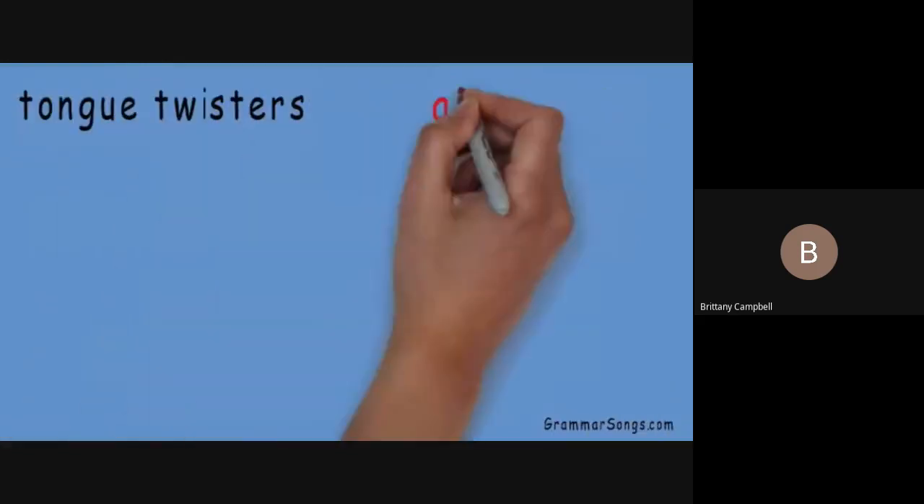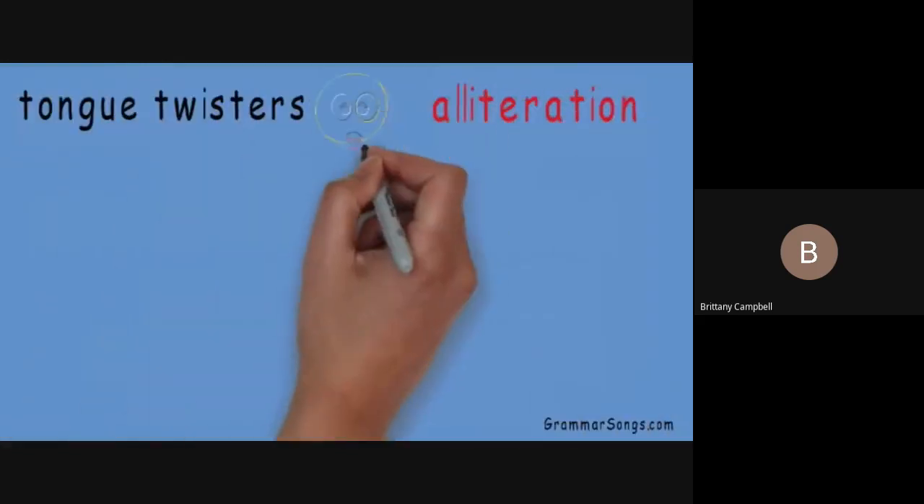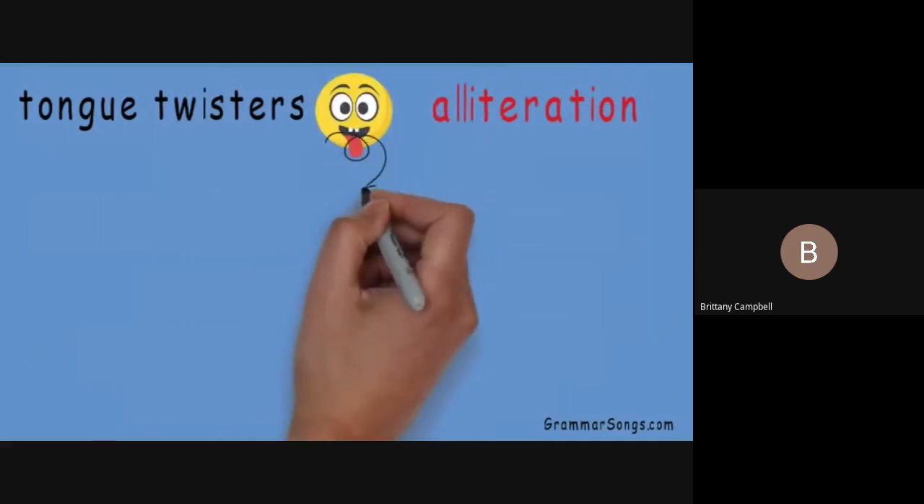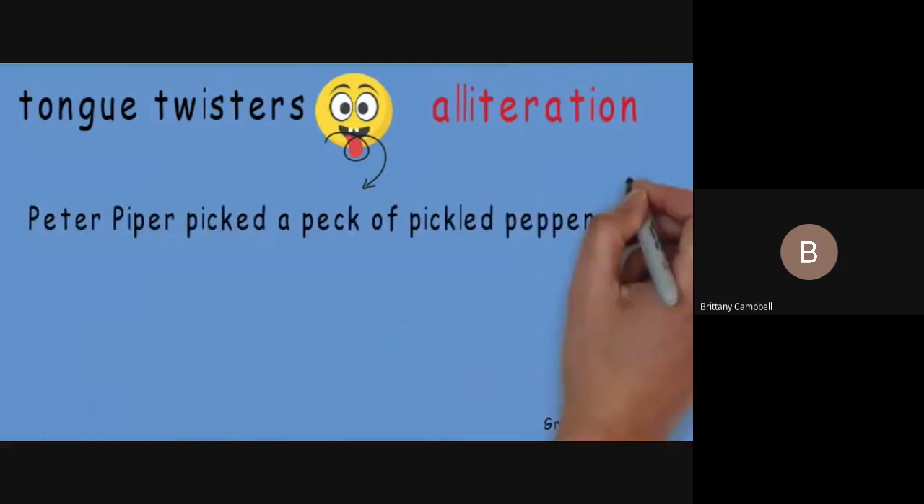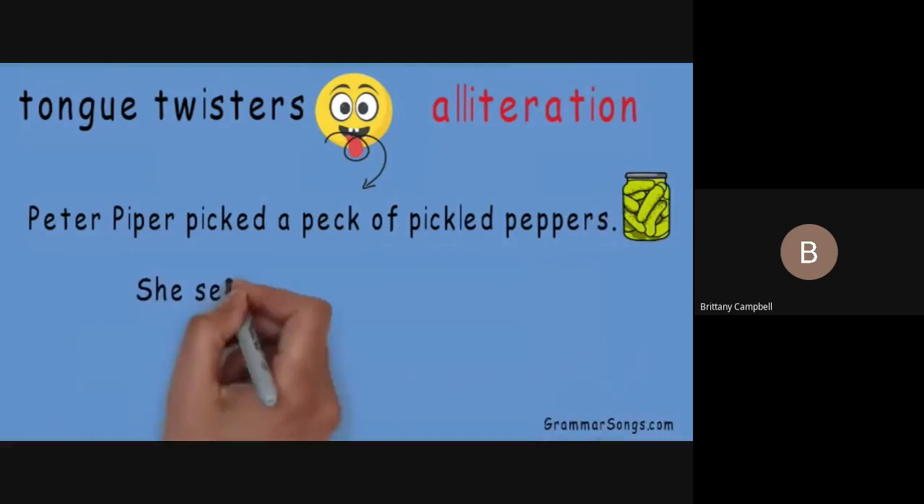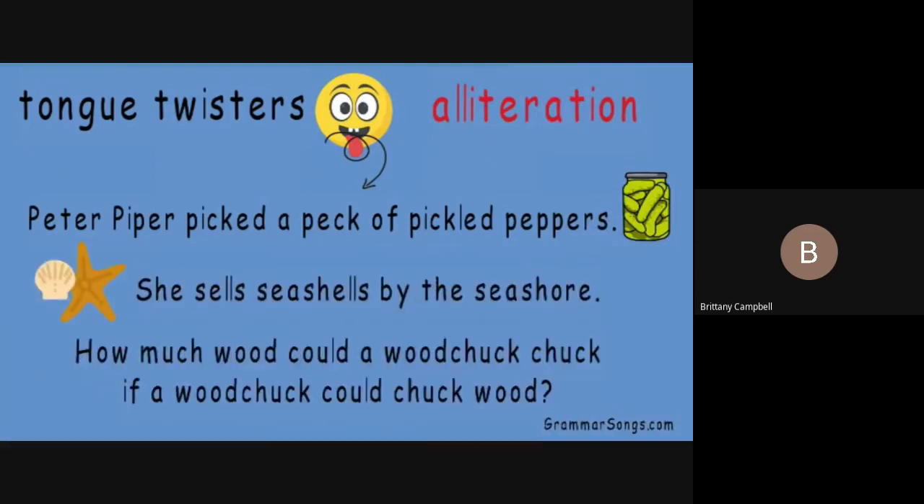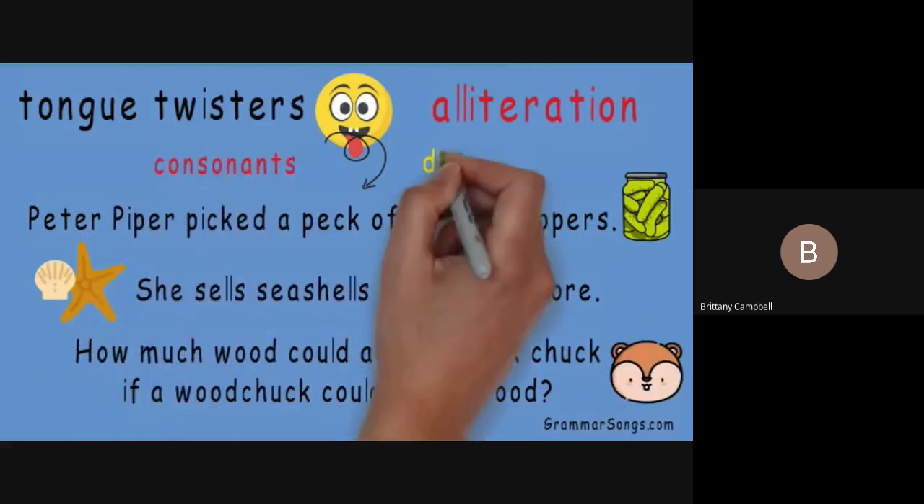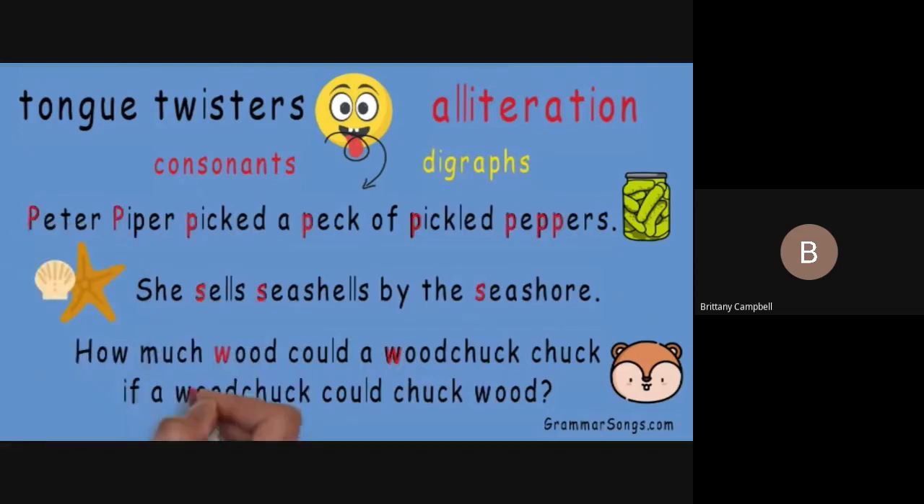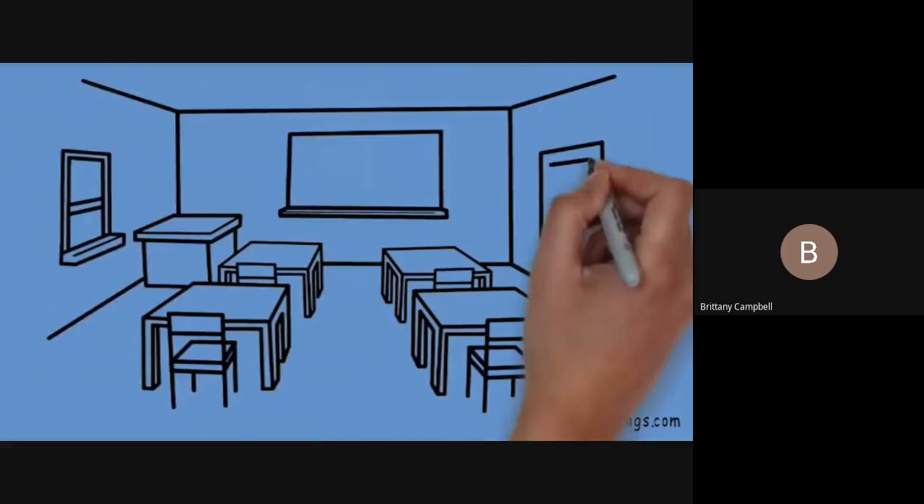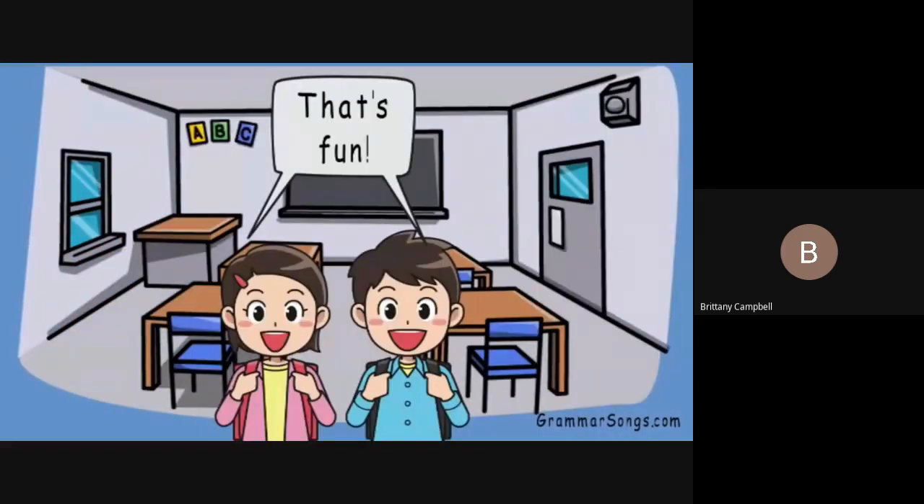Tongue twisters are among the most enjoyable uses of alliteration, and one of the easiest ways to practice and understand what alliteration is. Most people have heard famous tongue twisters such as Peter Piper picked a peck of pickled peppers, she sells seashells by the seashore, and how much wood could a woodchuck chuck if a woodchuck could chuck wood? The use of repeated consonants and digraphs adds strong rhythm to these tongue twisters, making them amusing and memorable. That's fun! Yes, alliteration can be fun.